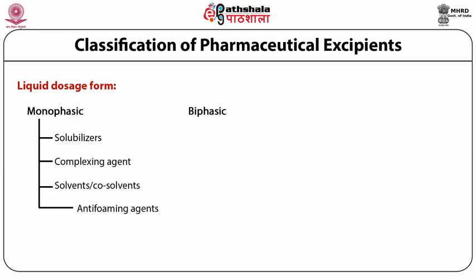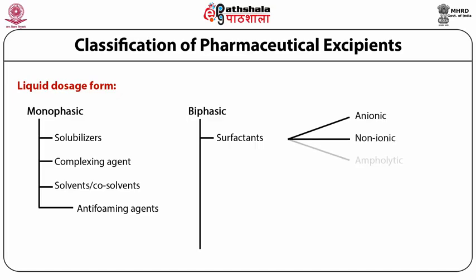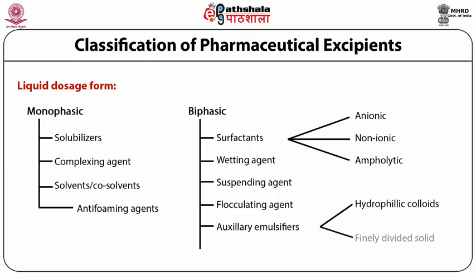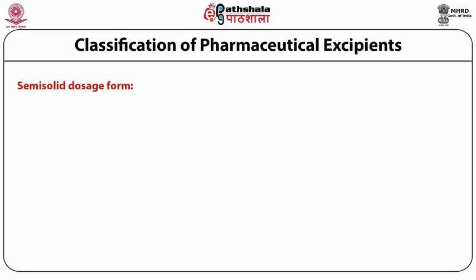In case of biphasic systems, surfactants of anionic type, non-ionic type, and ampholytic type are incorporated. Apart from surfactants, wetting agents, suspending agents, flocculating agents, auxiliary emulsifiers like hydrophilic colloids and finely divided solids, and viscosity modifiers are included. For semi-solid dosage forms, different excipients are incorporated.